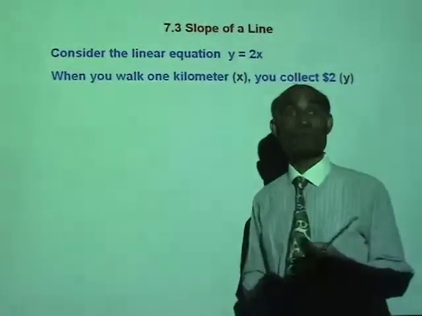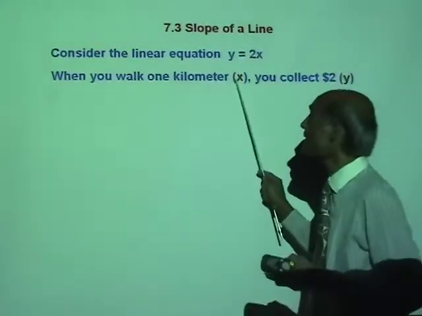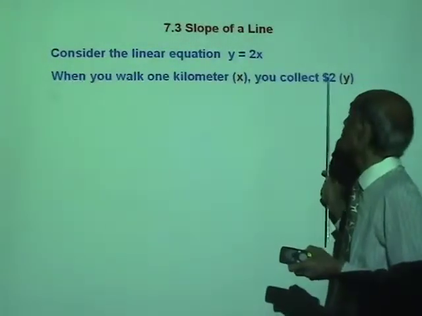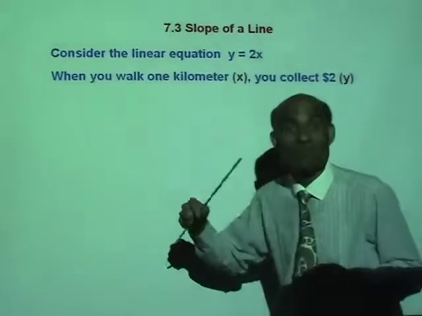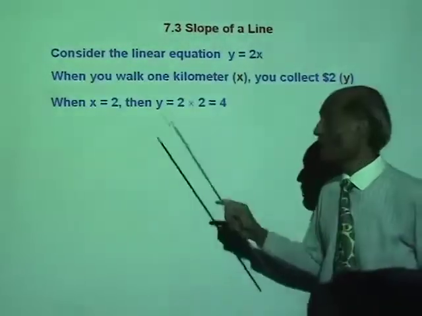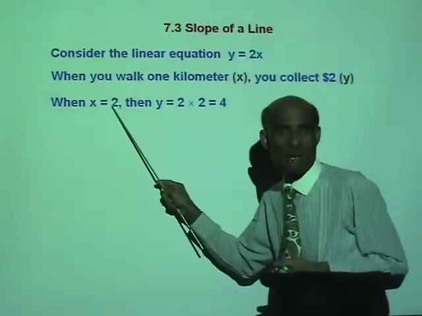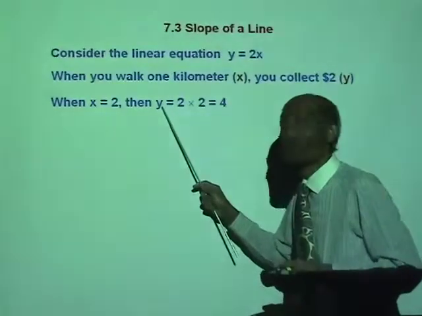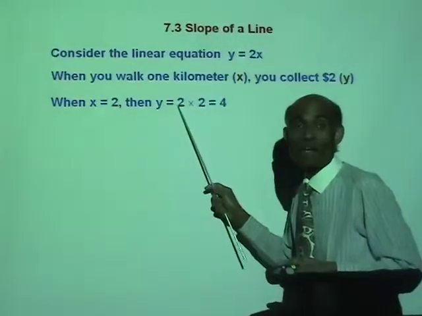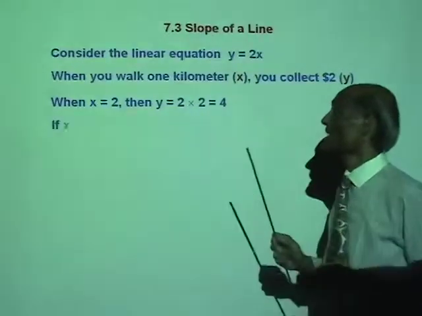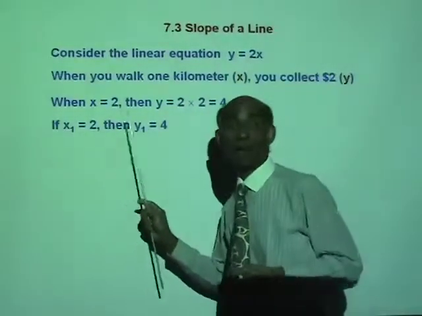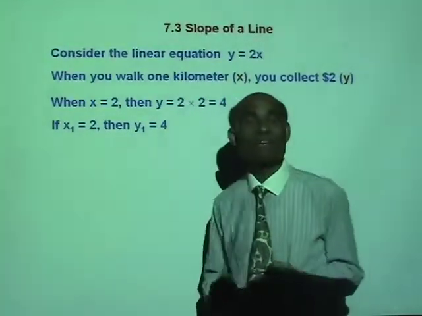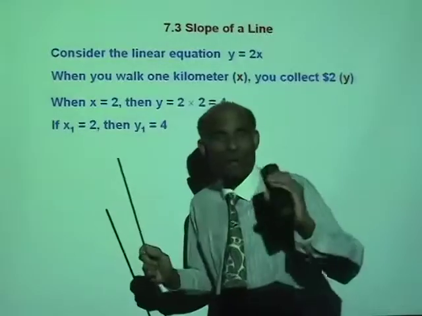y equal to 2x. When you walk 1 kilometer, x is that variable, you collect $2. y represents the amount of dollars. Now, when x equal to 2, what does that mean? When x equal to 2, you walk 2 kilometers, how much do you collect? y equal to 2 times 2, that is 4. And I'm going to call that x1 equal to 2, then y1 equal to 4. You see, this is one ordered pair.